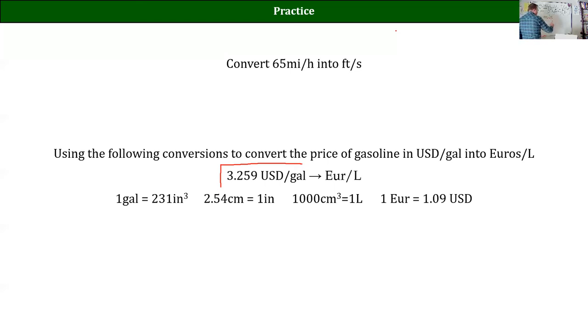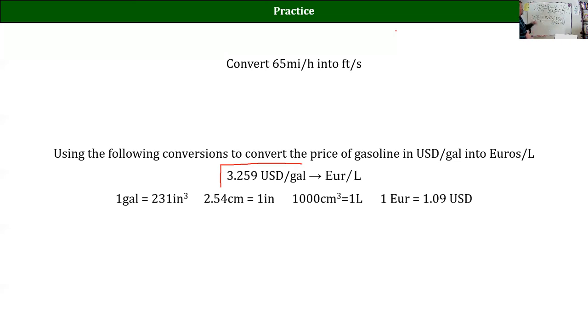So the last step here is, now that we're in dollars per liter, if we want to get to euros per liter, we just have to find a conversion for dollars to euros. So based on last year's numbers, we can say $1.09 is 1 euro. And that'll give us our final answer in euros per liter.